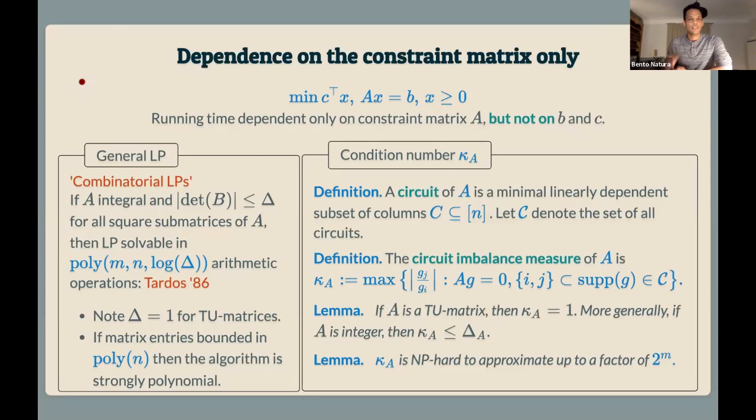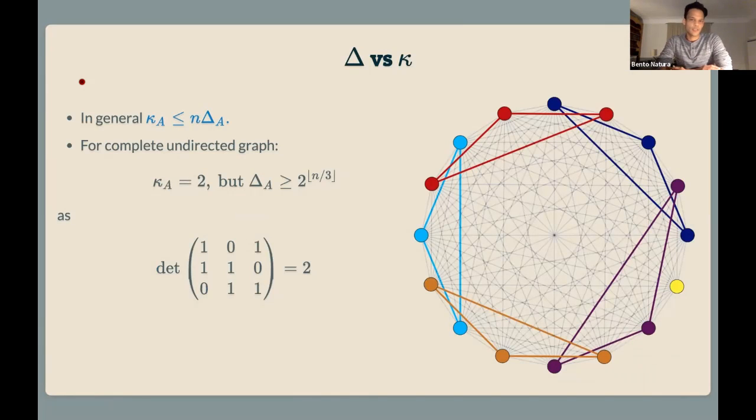Now, what is the relationship between delta and kappa? As you've seen on the previous slide, kappa is upper bounded by delta, but in the other direction, there can really be a big gap. Consider, for example, the incidence matrix of, say, a complete graph. Importantly, we have an undirected graph. If you look at disjoint triangles, you can pick n over 3 triangles. Then if you look at the submatrix corresponding to it, you have a block diagonal matrix. And these blocks all have determinant 2, so you get a determinant that is 2 to the O of n.